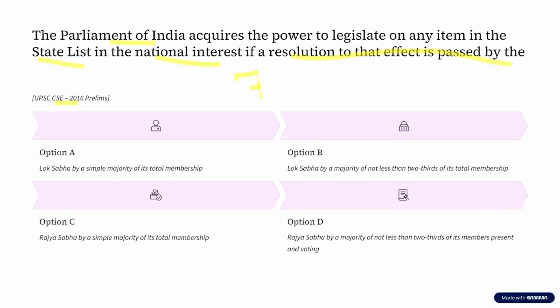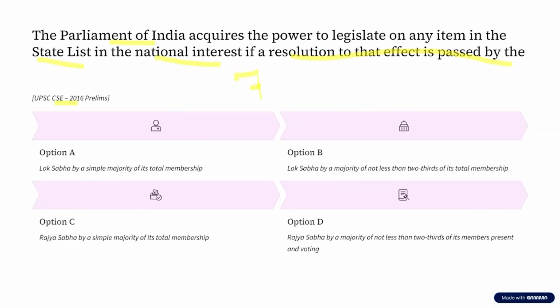Now come to something called the state list. Things like agriculture, things like local self-government. Now, who can make laws on this state list? That is only the state legislative assemblies. Then there is something called the concurrent list. Now, who can make laws on this concurrent list? That is both the parliament as well as the state legislatures can make laws on this concurrent list.